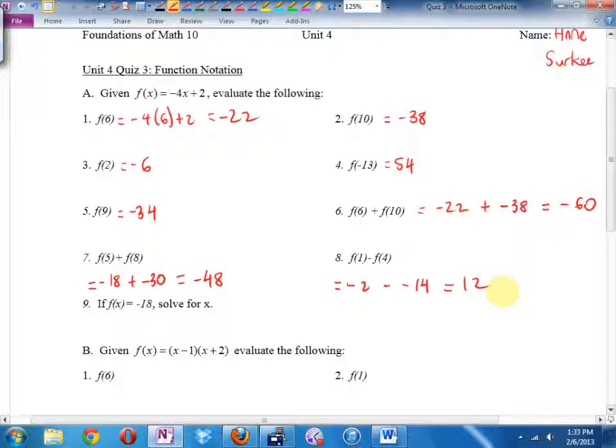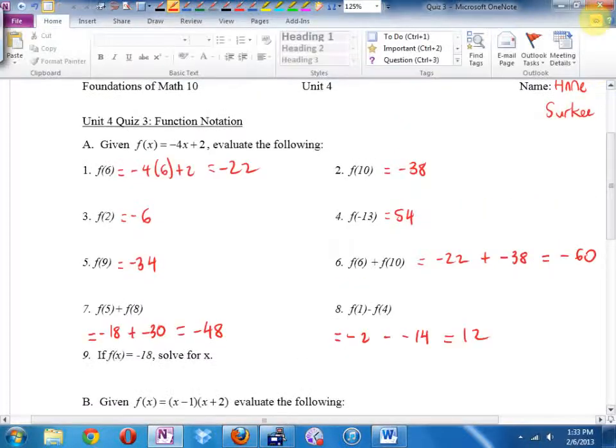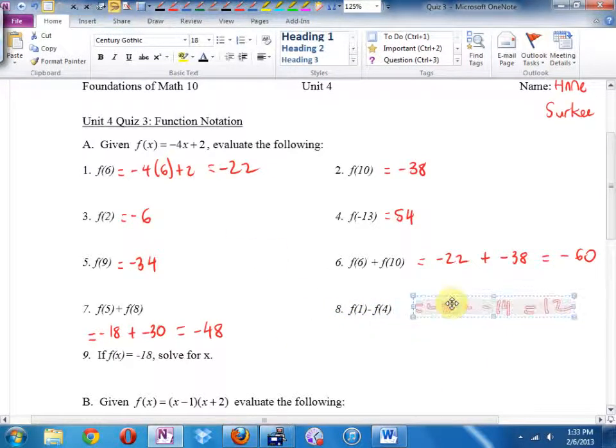Number 9. Yeah. Fine. Move this out of the way a little bit because I need more room.